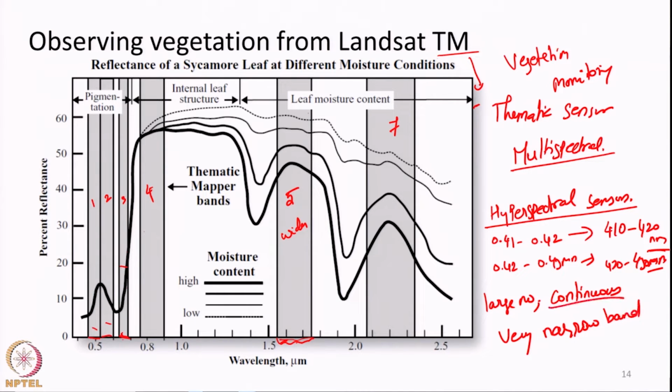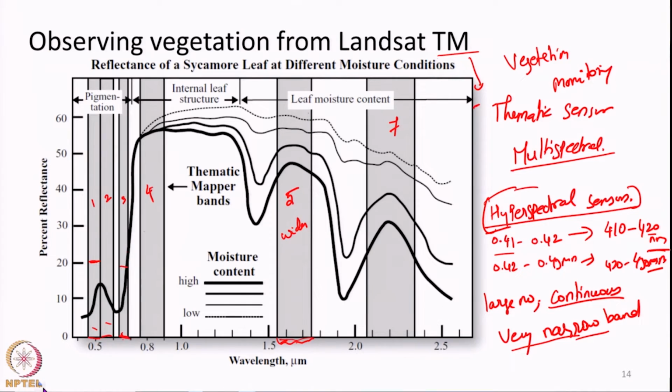So, there are continuous bands without any gap, 0.41 to 0.42, 0.42 to 0.43, 0.43 to 0.44, a large number of continuous bandwidths without any gap along the electromagnetic spectrum. Also they are very narrow bands. Normally in Landsat the bandwidth is in the order of a few micrometers, sometimes even tens of micrometers, but here it will be in the order of tens of nanometers or even shorter. Sensors containing such bands are known as hyperspectral sensors, and for observing this red edge we will need such hyperspectral sensors.